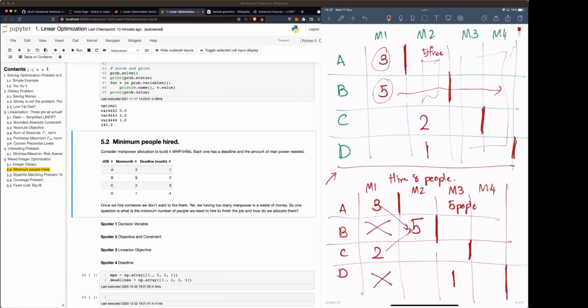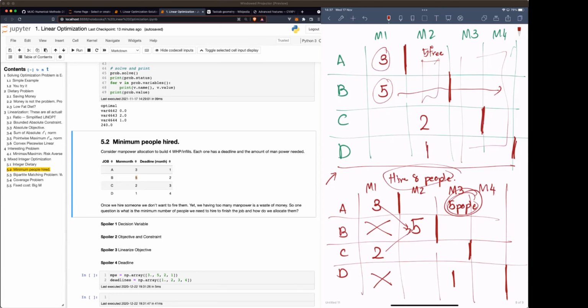Even though most of them can be free at the end, you hire like 3 fewer people than the other solution. So the question I want to ask you is, what is the minimum number of people that I need to hire? Are we good? Of course, you cannot hire like 2.5 people. You can hire 1, 2, 3, 4, 5 people. That's what you can do.